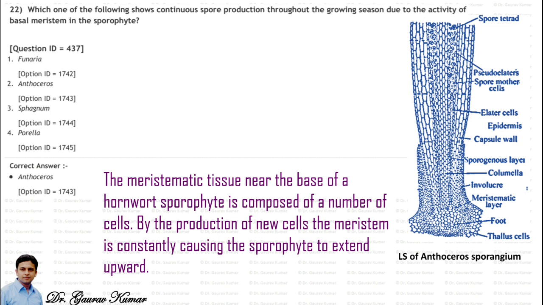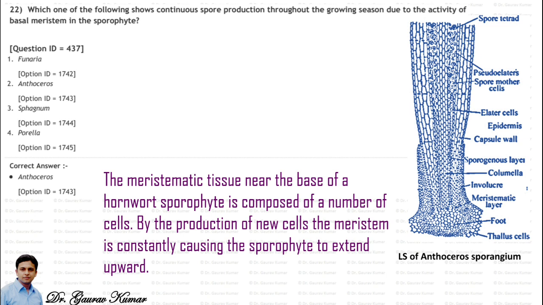You can see the spore tetrad, the pseudoelaters, the spore mother cells, the elater cells, the epidermis, the capsule wall, the sporogenous layer, the columella. Then on the lower side it is surrounded by the involucre, and finally at the base above the foot there is the meristematic layer. So the meristematic tissue near the base of this hornwort sporophyte is composed of a large number of cells. By the production of new cells, the meristem is constantly causing the sporophyte to extend upward.